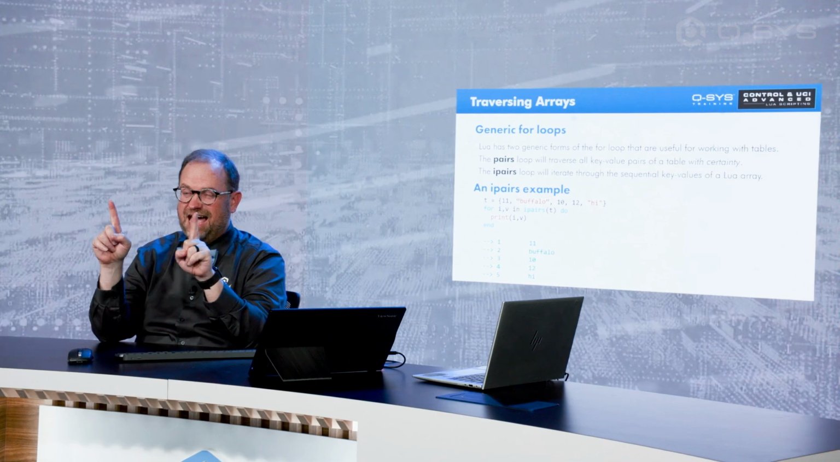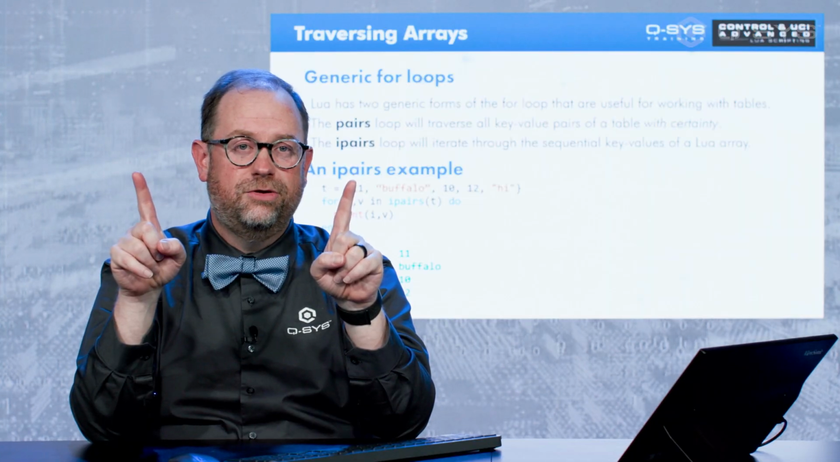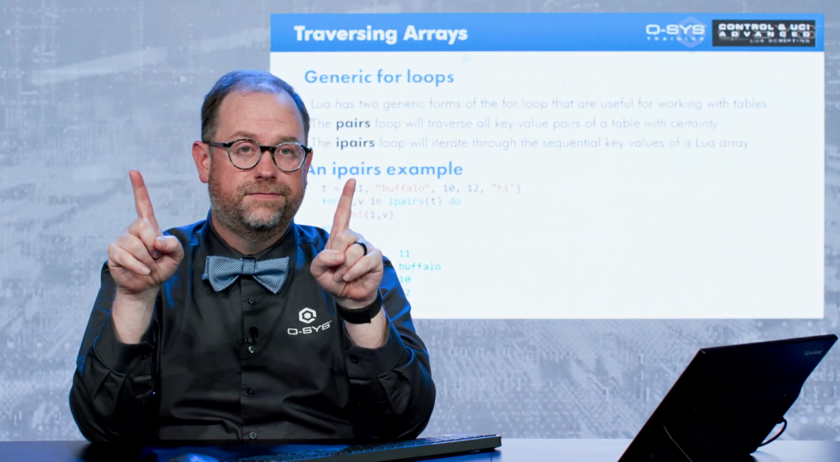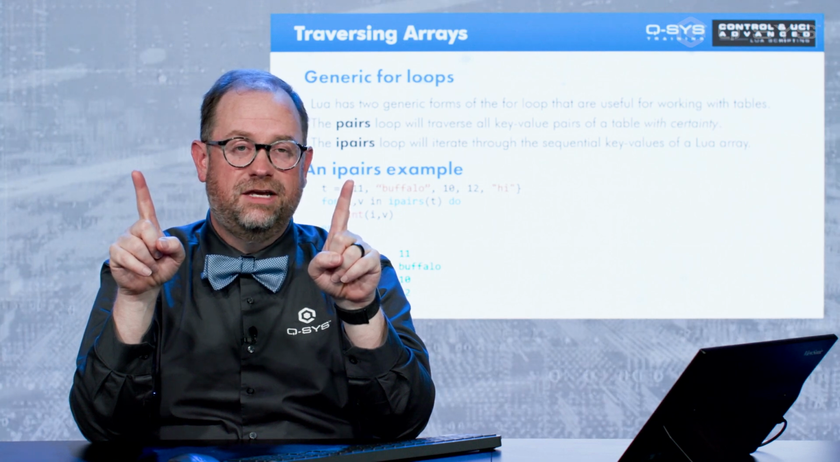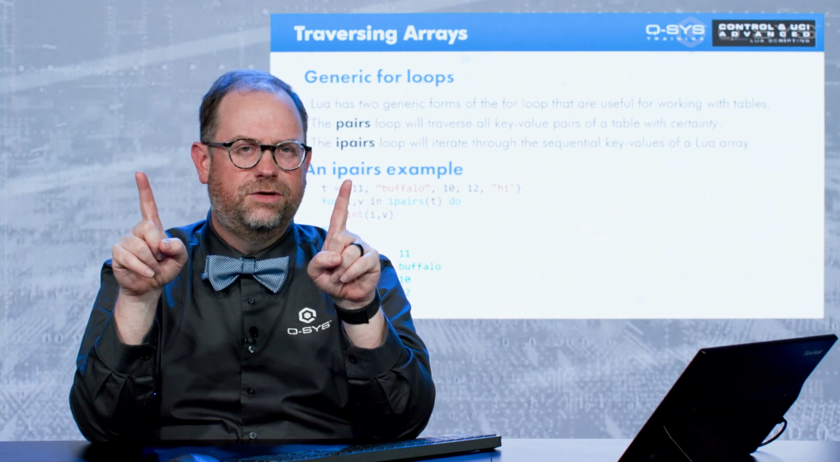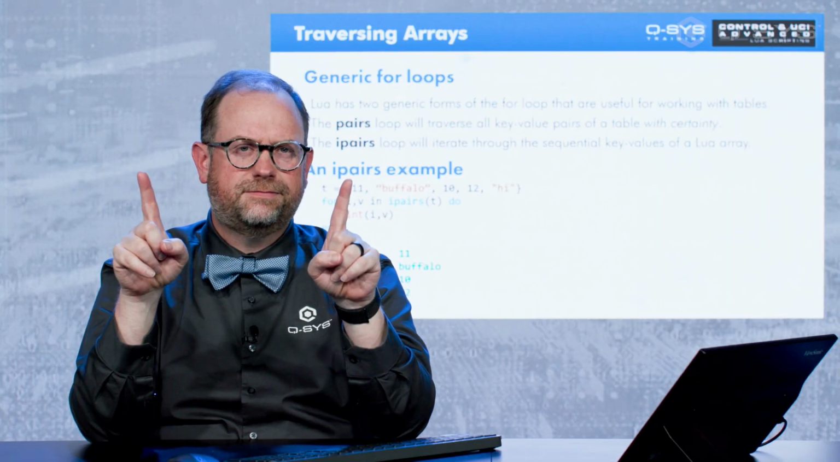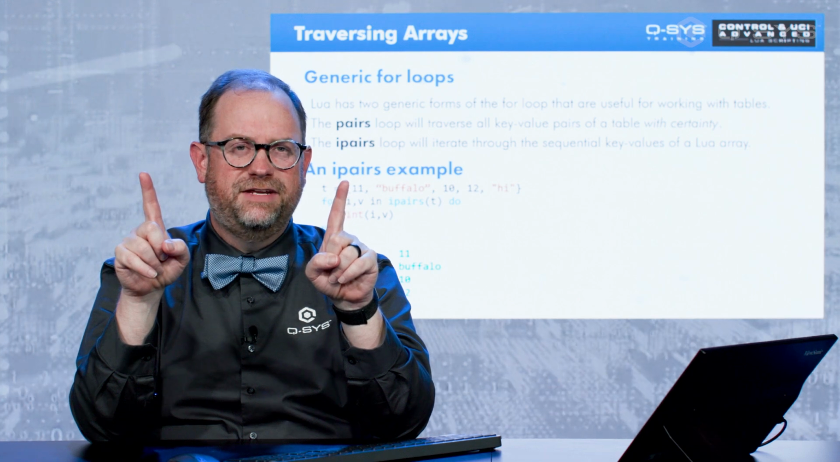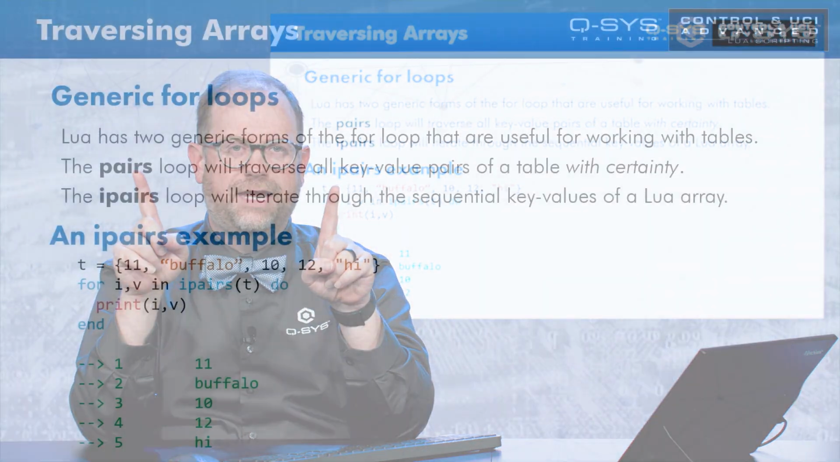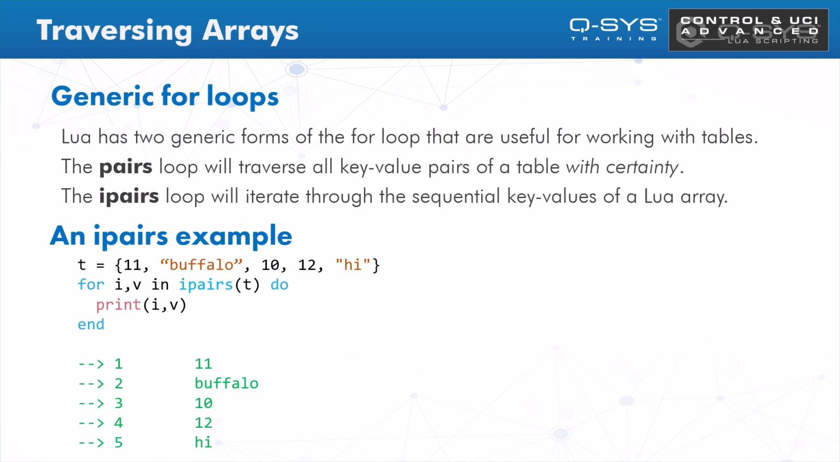Now, does it have to be i and v? No, these are local variables to this loop. Could have been key, comma, value. It could have been Nate, comma, Patrick. I really don't think Nate, comma, Nate would work. It would not be happy with that. Now, if you did little Nate and big Nate, that would work out. Anyway, print i, comma, v, and you're going to get exactly what you asked for. i, which is 1, and v, which is 11. 2 and buffalo, 3 and 10, 4 and 12, 5 and hi.